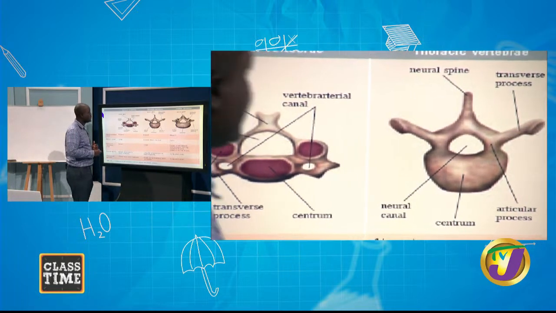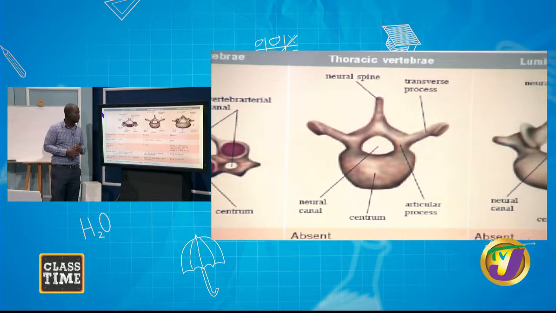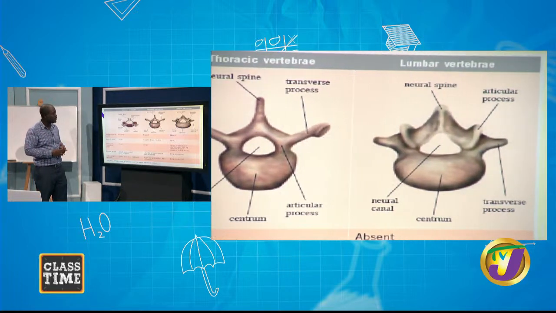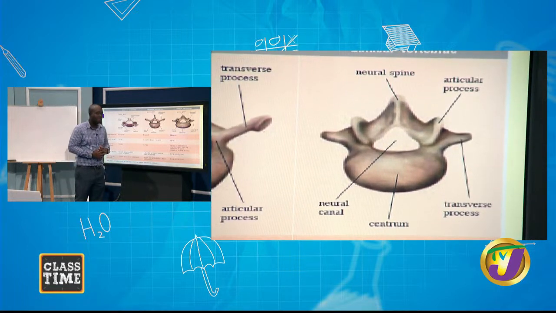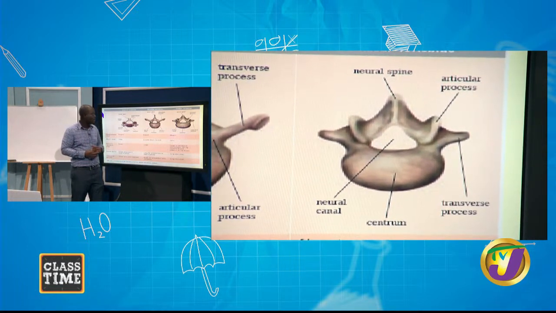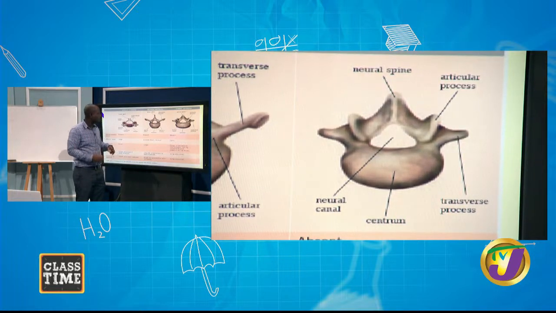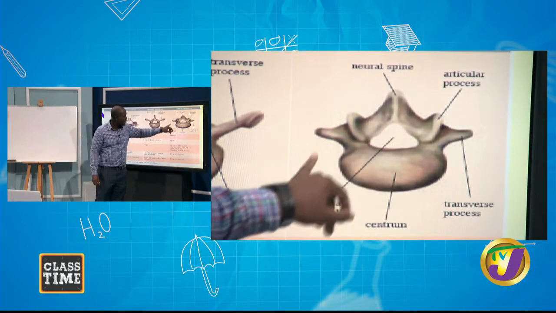Now the next one is your lumbar vertebrae. So remember, thoracic vertebrae, long neural spine, short transverse processes, small neural canal. The lumbar vertebrae has a long and wide neural spine. They also have long and wide transverse processes, and their centrum is very large.